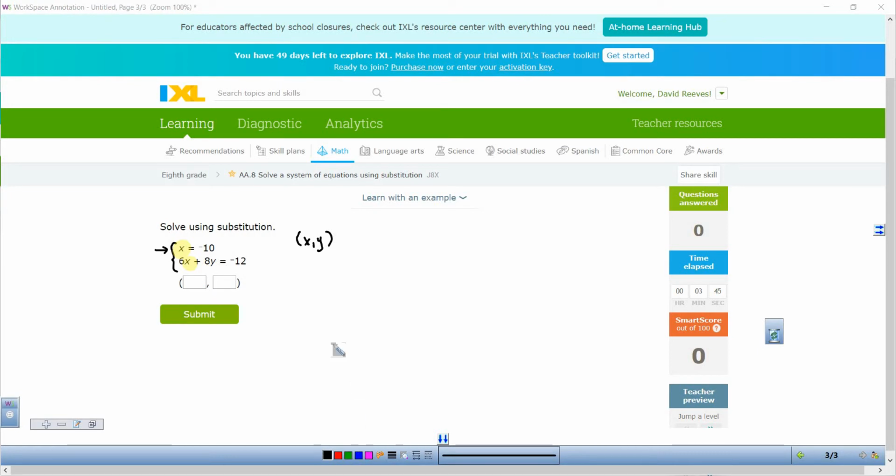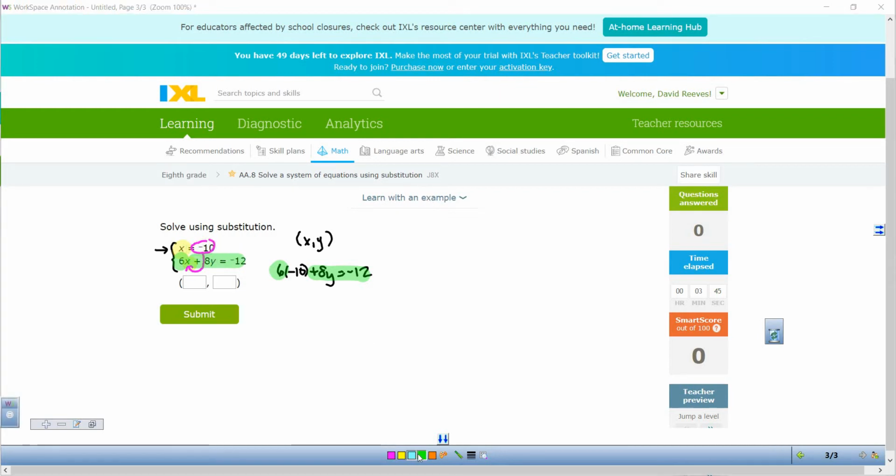So if x equals -10 in the first equation, then I'm going to take this -10 and I'm going to put it right there for x. So I'm going to go to my second equation, which says 6 times x, but I'm not going to put x. I'm going to put what x is equal to in the first equation, -10 plus 8y equals -12. So again, if I do my color coding that I love to do so much, right here I've got this 6, and that's that 6 right there, and I've got the plus 8y equals -12. The only thing that changed was that x equals -10.